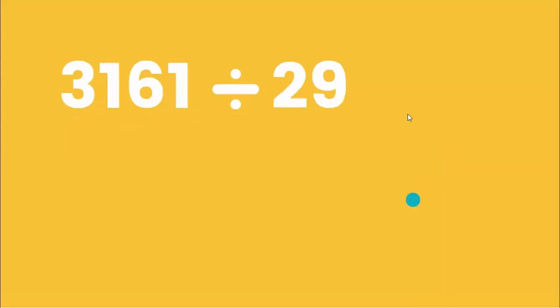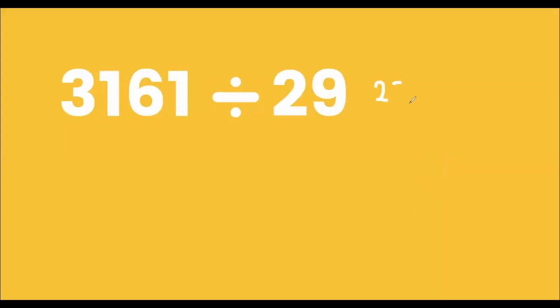Oh, there we go. Okay, slightly harder this time because I've used double digits, but the principle is exactly the same. So I'd start by putting it into the bus stop method. So I've got 29 into 3,161.